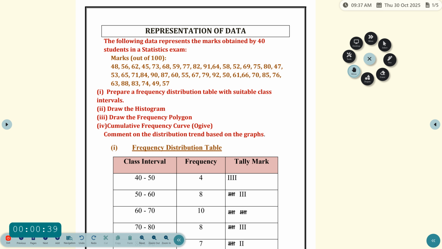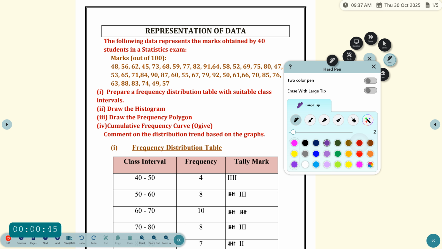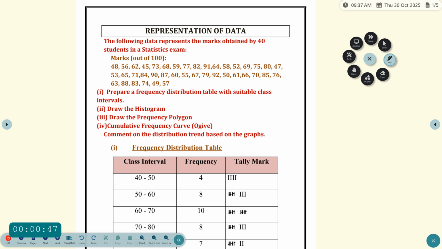The following data represents the marks obtained by 40 students in a statistics exam. Here we have collected the marks of 40 students, recorded as they are without modifying. That means it is ungrouped data. What is our first question? We have to prepare a frequency distribution table with suitable class intervals.